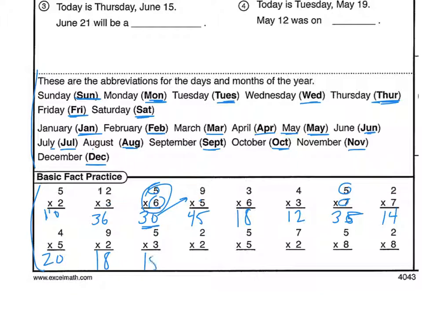5 times 3 is 15. 5, 10, 15. 2 times 2 is 4, of course. 5 times 5 is 25. 7 times 2, 14. 5 times 8, we already did 7 times 5 right here. 8 times 5 is going to be one more 5 than 35. That makes it 40, and 8 times 2 is 8 plus 8, or 16.